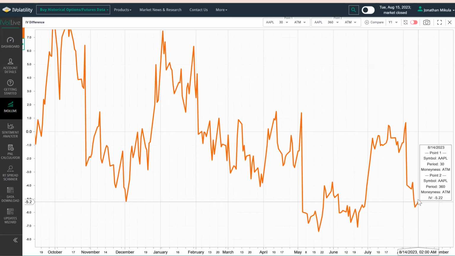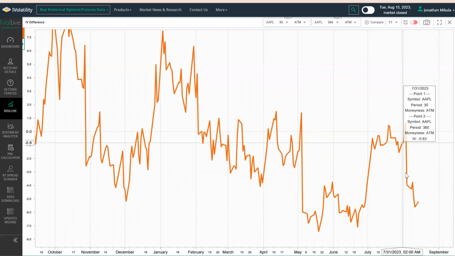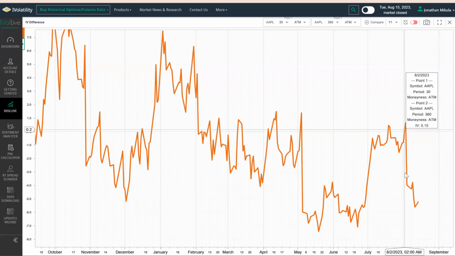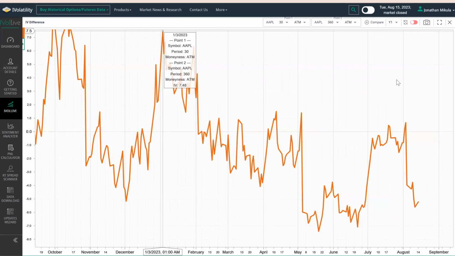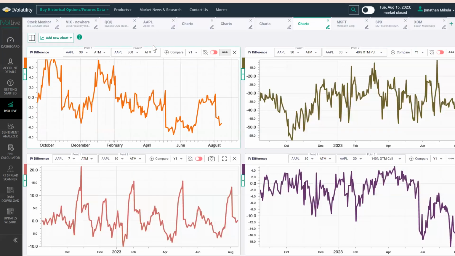What this is showing us is that longer term implied volatility is a bit more expensive than the shorter term volatility. But again, we're not at any kind of significant extreme, which is also important to know, where our trading signals are. So this is IV difference, and you could see I like IV difference a lot.